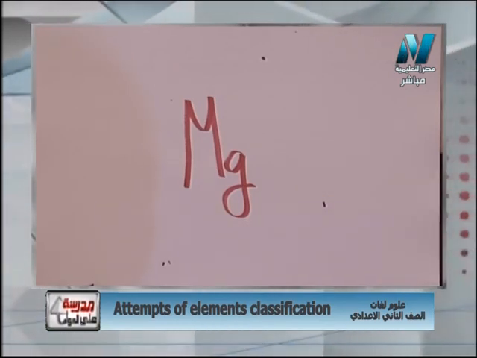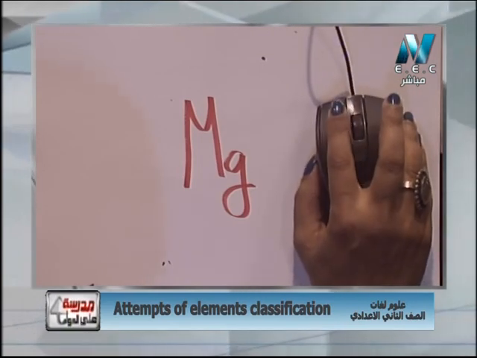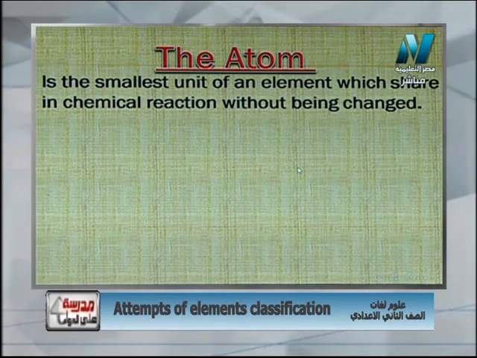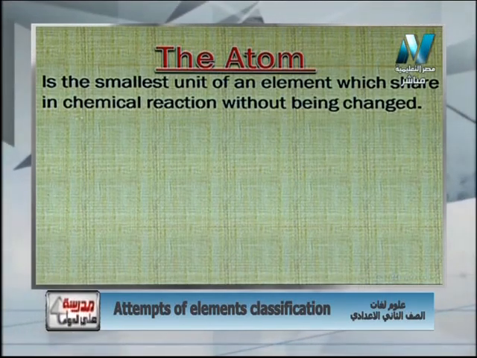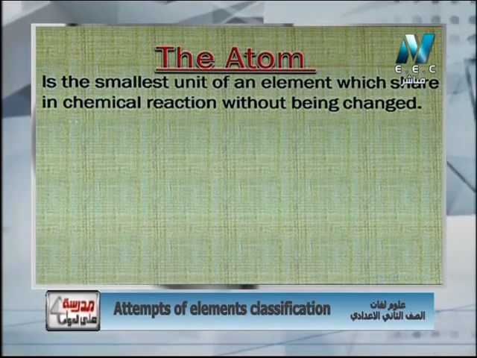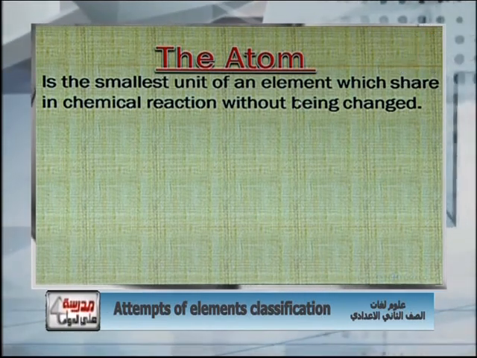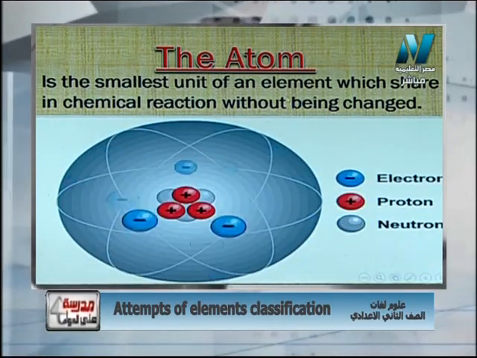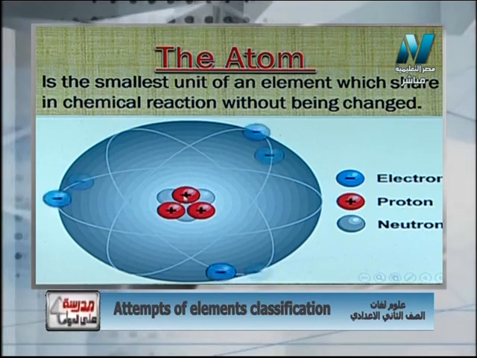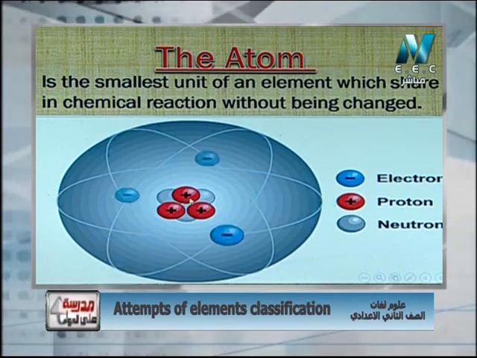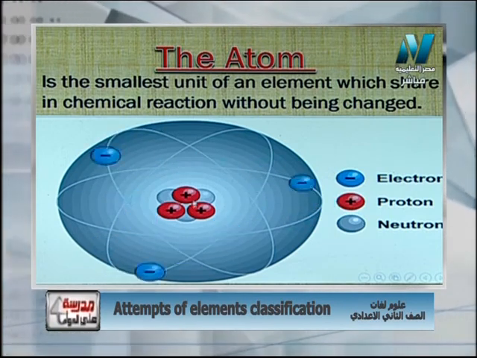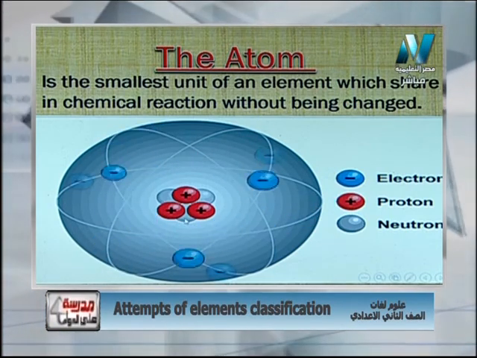Let's see the slide together. The structure of the atom again. The atom is what? As we said before, this is the definition of the atom: the smallest unit of an element which shares in a chemical reaction without being changed. This is the structure as we see here. Inside is the core or the center. The red color represents the protons, and the gray color circles represent the neutrons.